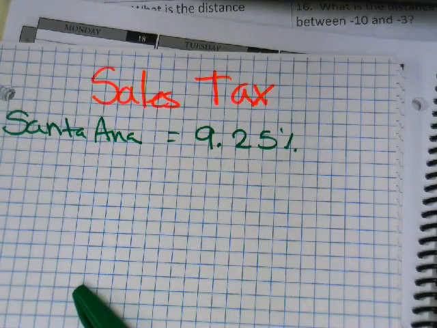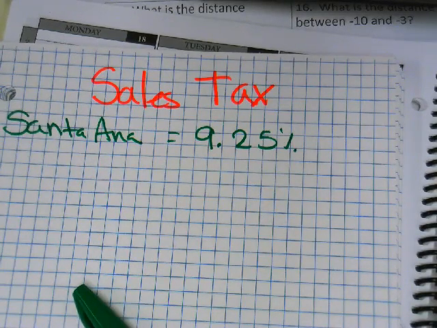The highest. Santa Ana is one of the highest. Why? So, a couple of years ago, it was put on the ballot to vote on if we should raise our taxes here in Santa Ana. And Garden Grove, to answer your question, $8.75.